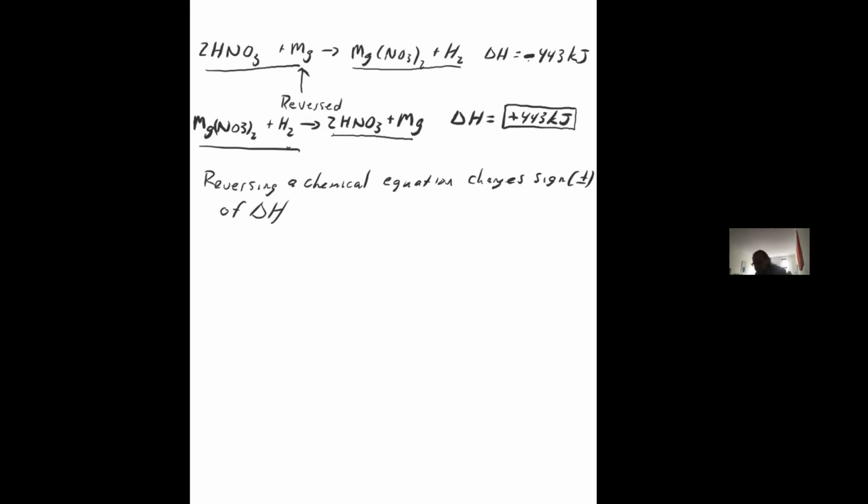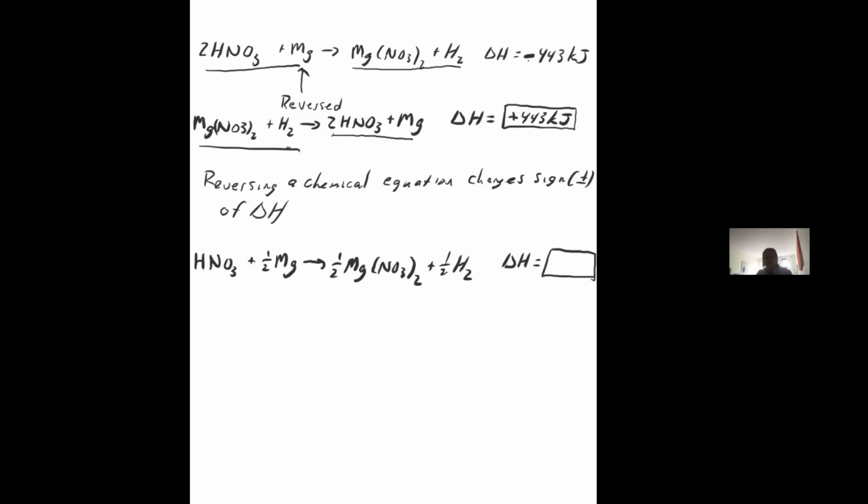So in the next one I want to show you, they say, okay, now we have HNO3 plus 1/2 Mg goes to 1/2 Mg(NO3)2 plus 1/2 H2. And again, they want you to determine what delta H is.